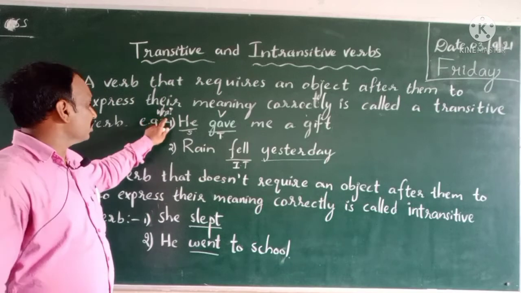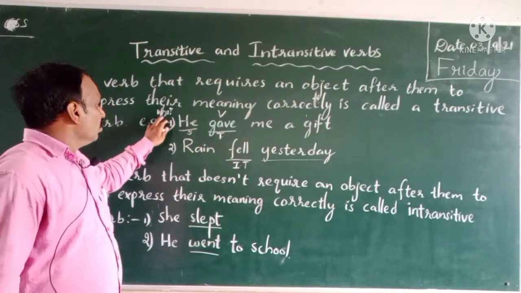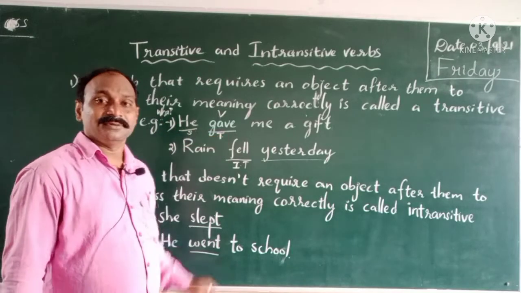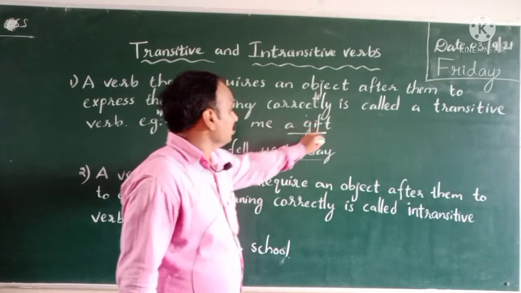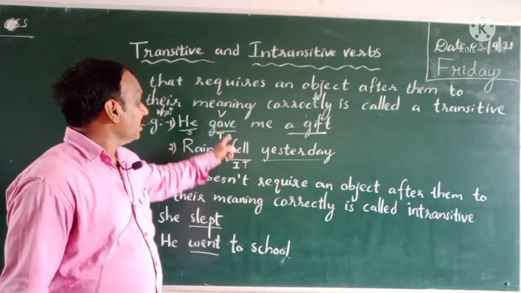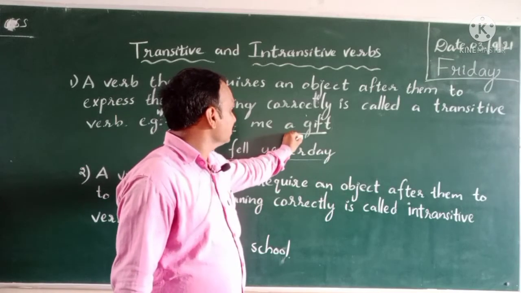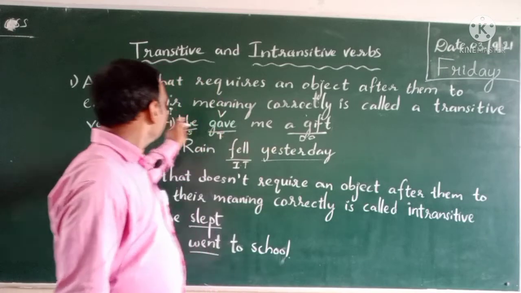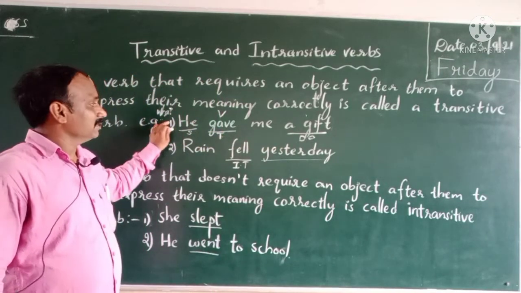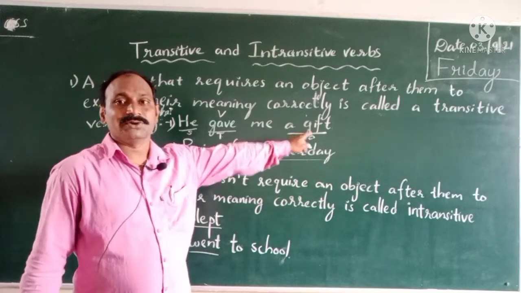Let us ask the question and know whether there is an object or not in this given example. What he gave me a gift. Here if you find the answer in the given sentence, in the given example, that is the direct object. After asking what, if you find an answer, that is called the direct object.